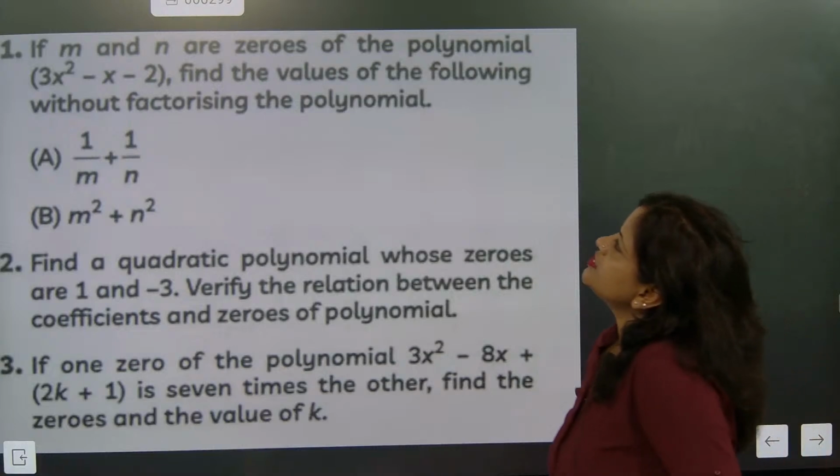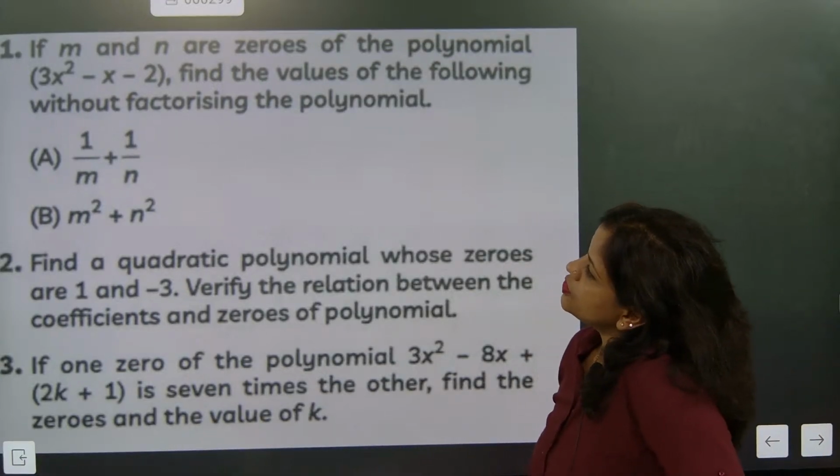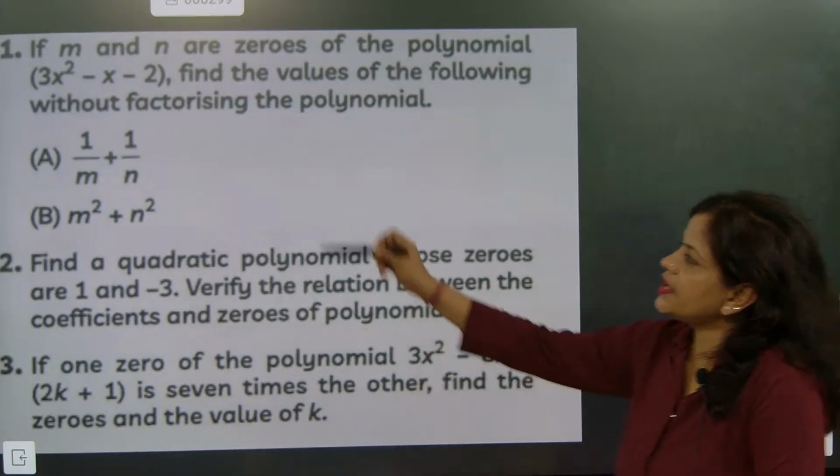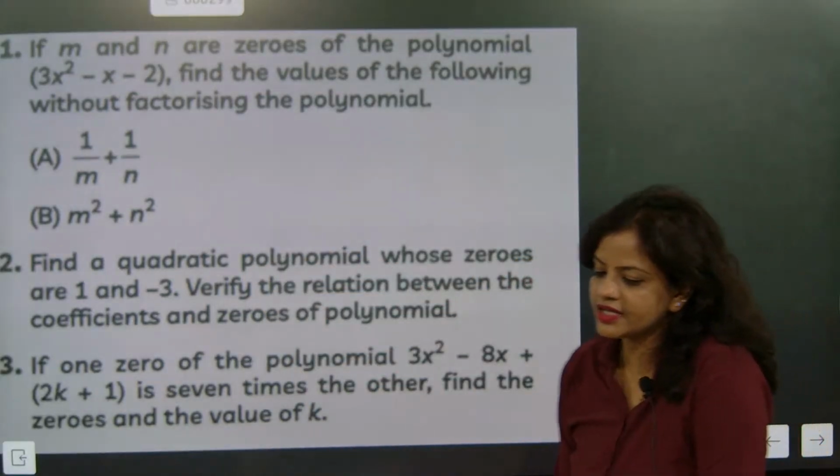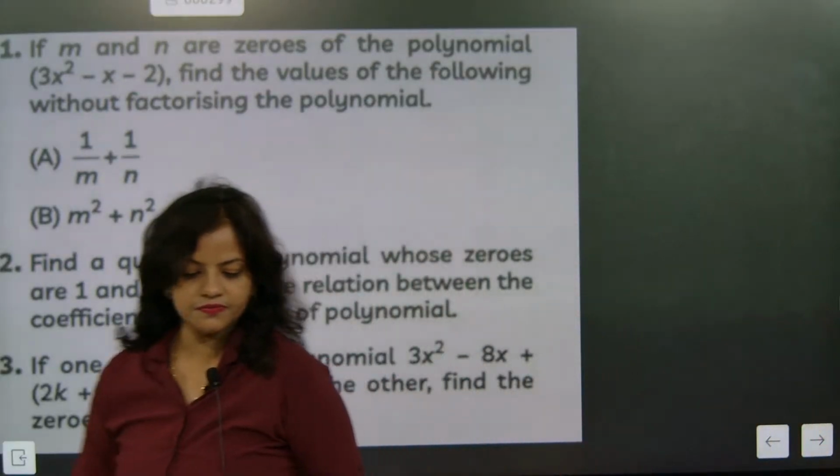So if m and n are zeros of the polynomial, zeros of the polynomial means what here? The m plus n value will be coming as 1 by 3, and the m into n value will be coming as minus 2 by 3. Come on.